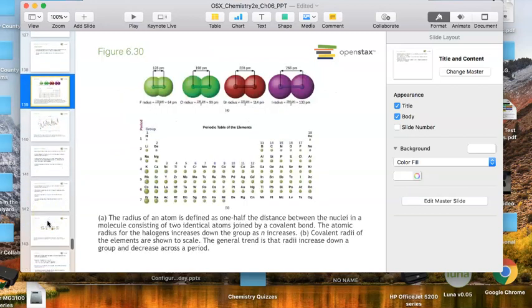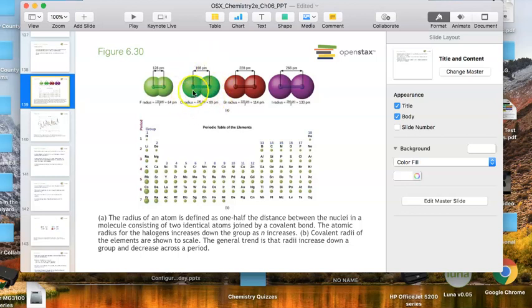All right, so we talked earlier about covalent radii. What is the radius of a fluorine atom, for example? It's half the distance between two adjoining nuclei for identical atoms. Here we have two fluorine atoms. The distance between the nuclei is 128 picometers. If we divide that by 2, that's 64 picometers. That would be the radius for fluorine.